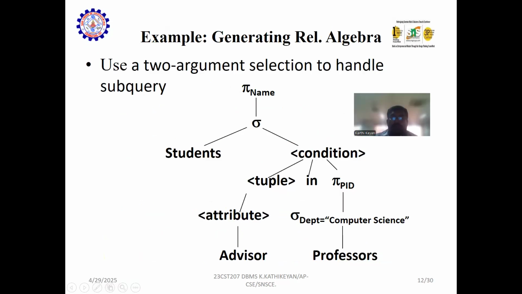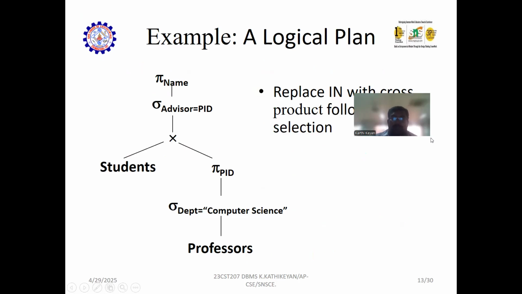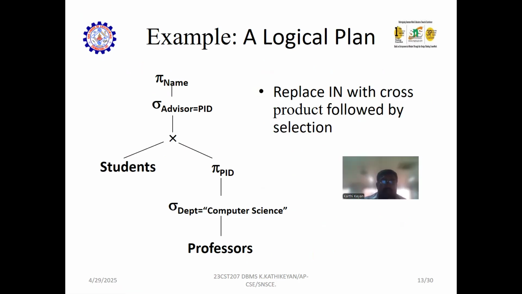For example, generating relational algebra: use the two-argument selection to handle the subqueries. Pi name, sigma student condition tuple and in PID attribute advisor, sigma department equal to computer science and professor. This is the second thing. Next example, logical plan: pi name, sigma advisor equal to PID, student cross pi PID, sigma department equal to computer science, professor. Replace IN with a cross product followed by selections.